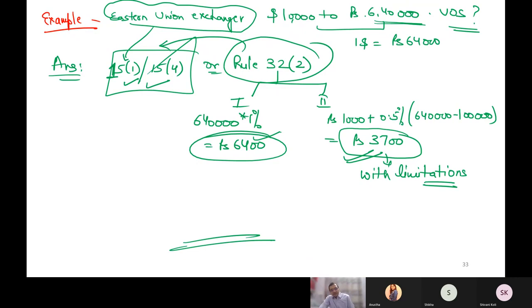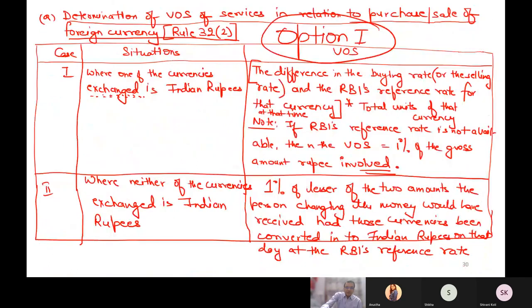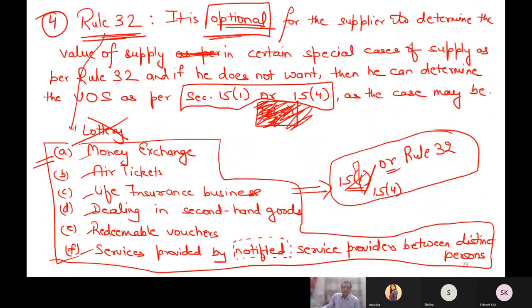That's all from my side, and in the next lecture I will cover the remaining services of rule 32. This first service was a little bit lengthy. These are not so lengthy. We can cover all these in the next lecture.